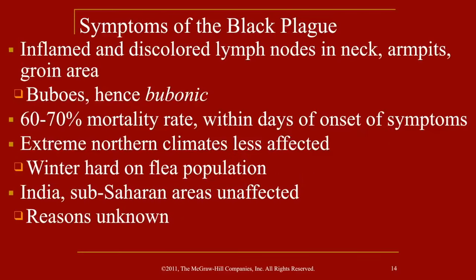Symptoms of the Black Plague, here's some fun stuff. Inflamed and discolored lymph nodes in the neck, armpits, and groin area. If you feel around your neck with your fingers and start to talk, you'll feel a vibrating thing. On most people, that's where your throat and voice box is. But if you go down a little more toward the bottom of your neck, right in the middle there, is your thyroid, and around all those areas there are little lymph nodes that, if you press hard, you can feel as little bumps.